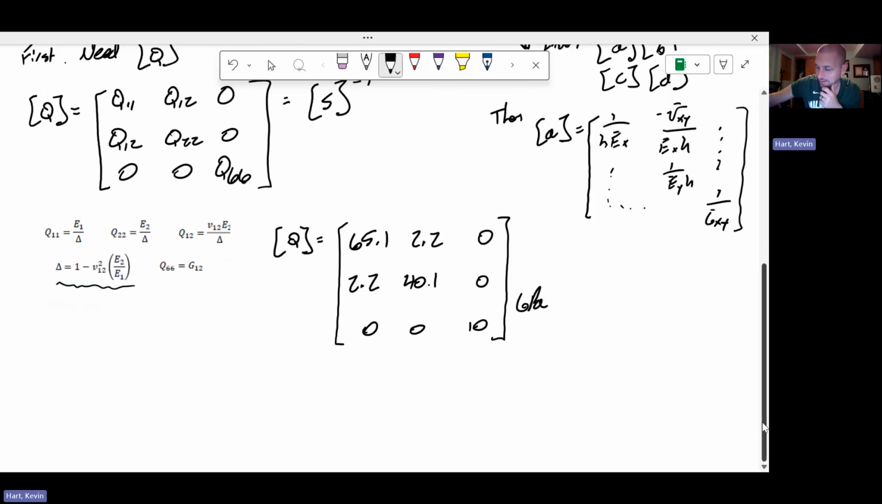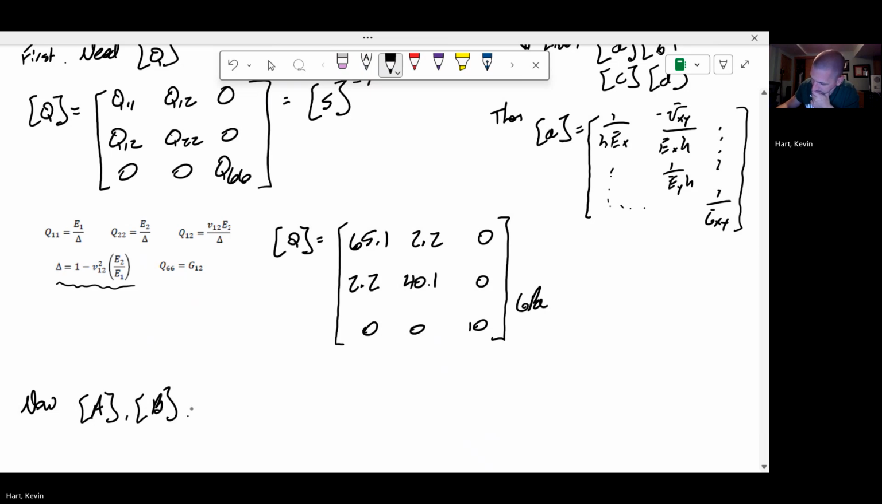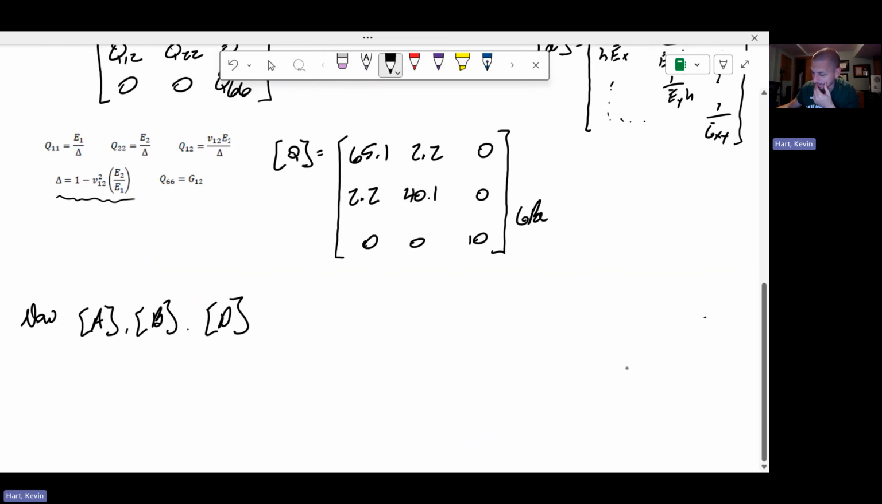We've done that a bunch, so you should be able to do that pretty easily and quickly. Once you have the Q matrix, now we need to start calculating the capital A, B, and D matrices. I'm not going to do this by hand because that would take forever. But I'll just tell you that calculating the capital A matrix is the summation from little k equals 1 to n of Q bar k times zk minus zk minus 1. We've looked at these and we've done some of these A matrix calculations before.